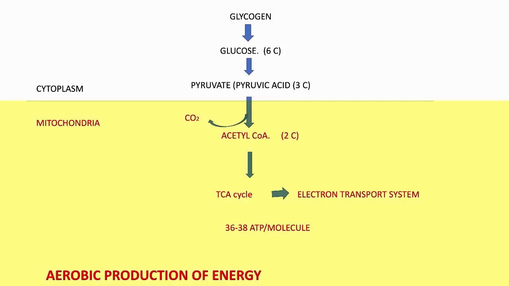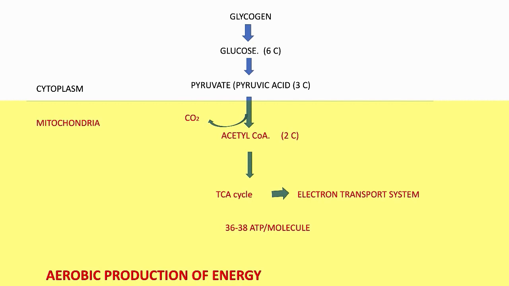And let's look at that cycle. The top part of this slide shows you the breakdown of glycogen to glucose and glucose to pyruvic acid, as shown in the previous slide. This occurs in the absence of oxygen.